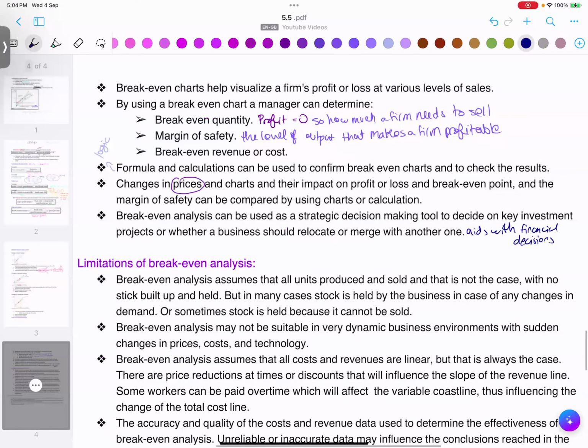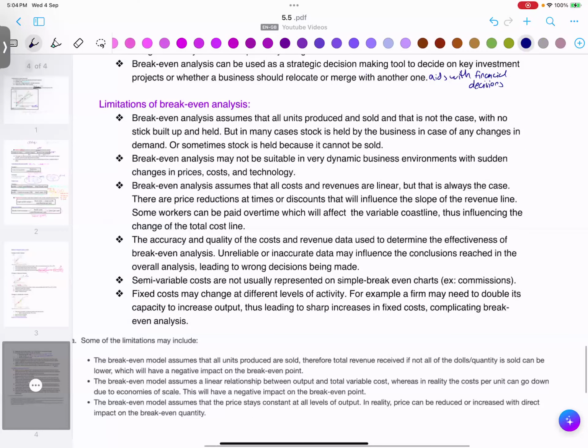Break-even analysis assumes that all units produced are sold, and that is not the case. Basically, all units that are produced will be sold, but that's obviously not the case because the demand's not always there, with no stock built up and held, right? But in many cases, stock is held by the business in case of any changes in demand. So basically, if you studied your syllabus and watched my videos, you will know that that's just in case of production. I can't explain that now because we don't have time. Or sometimes stock is held because it cannot be sold. Sometimes there's simply no demand. So these external factors aren't taken into consideration, right?